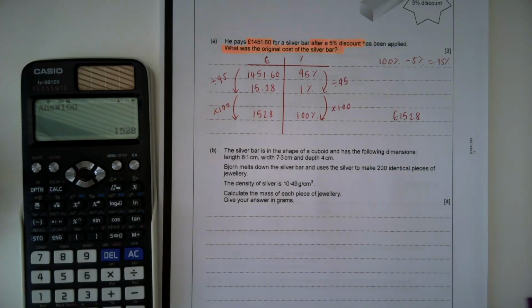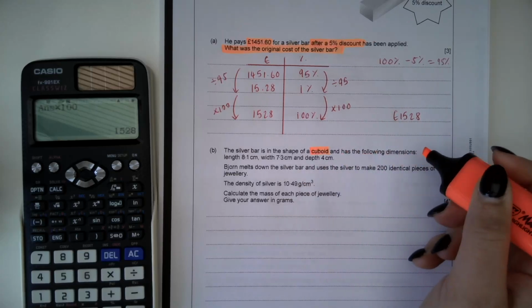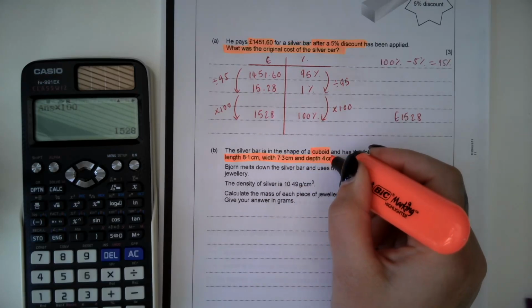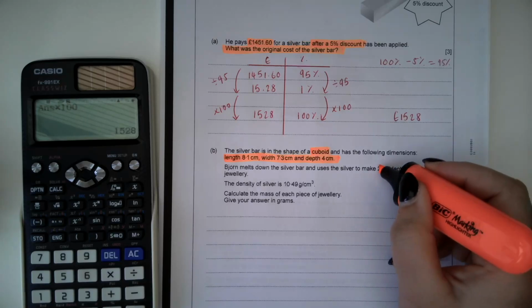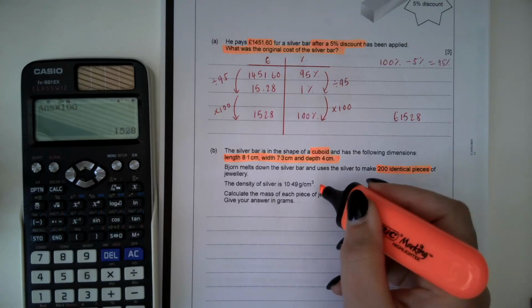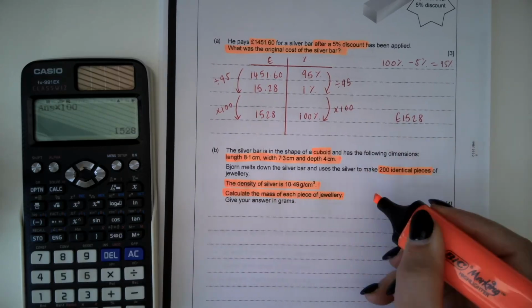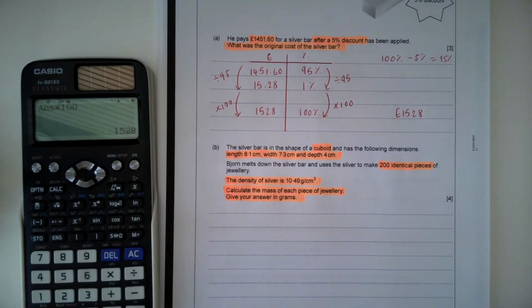Part B. The silver bar is in the shape of a cuboid and has the following dimensions. So we have length 8.1, width 7.3 and depth 4 centimetres. Bjorn melts down the silver bar and uses the silver to make 200 identical pieces of jewellery. The density of the silver is 10.49 grams per centimetres cubed. Calculate the mass of each piece of jewellery. Give your answer in grams.